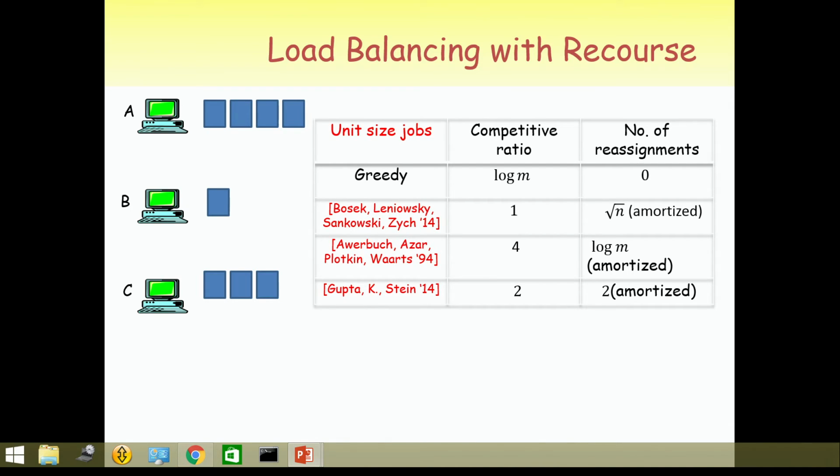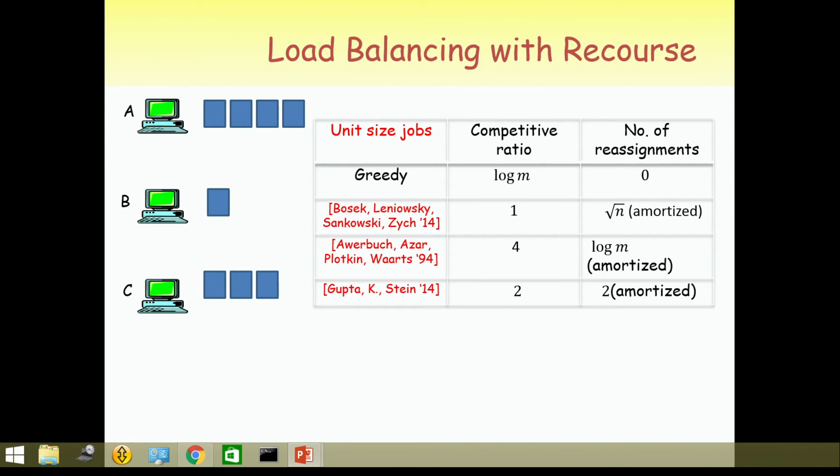If you do greedy, we know that's log m competitive. Now note that matching is a special case of this problem, because if opt is 1, you can assign all the jobs to machines where nobody gets 2 jobs. So maximum matching is a special case of this problem. And Bosek et al. showed that if you want to maintain a maximum matching at each point of time, then one can get away with doing only square root n amortized reassignment. Even this is a highly non-trivial result.